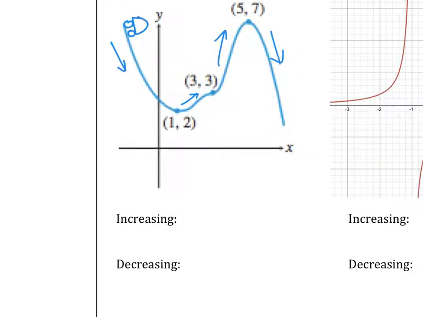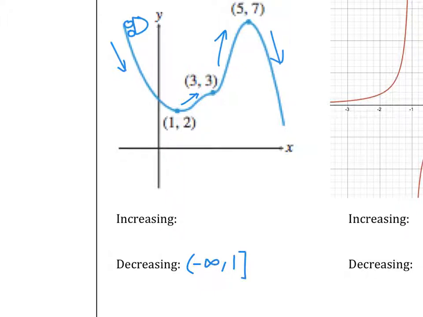Okay, so now we're going to categorize. First, the roller coaster goes down until 1, 2. Again, we're only looking at x values. So that is a decreasing. So from here to here, it's decreasing. How do we write that interval? Negative infinity to 1. Do I include 1? Yes, because there's a point.